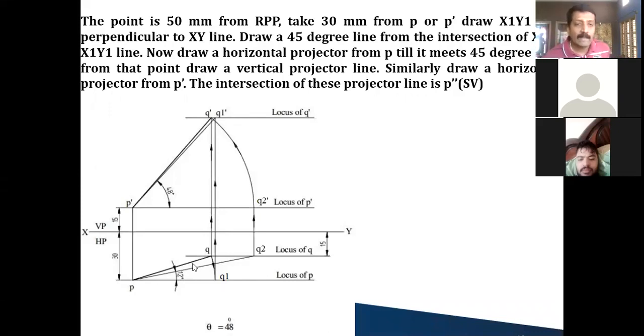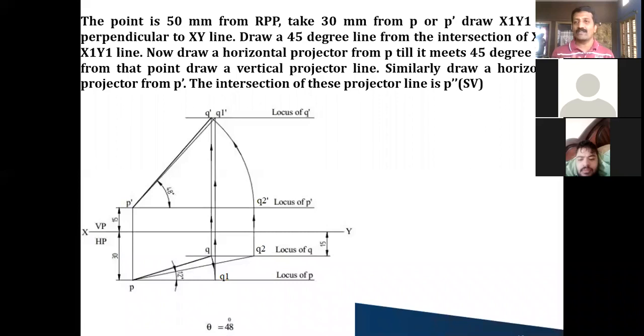So you know the apparent length, that is top view PQ. With P as the center and Q as the radius, you cut an arc till it cuts here. You call this Q1. Now from Q1, you draw a vertical projector. Wherever it cuts the locus of Q dash, you call that Q1 dash, join P dash and Q1 dash, and measure that at the end. It has to come 75 millimeter only.